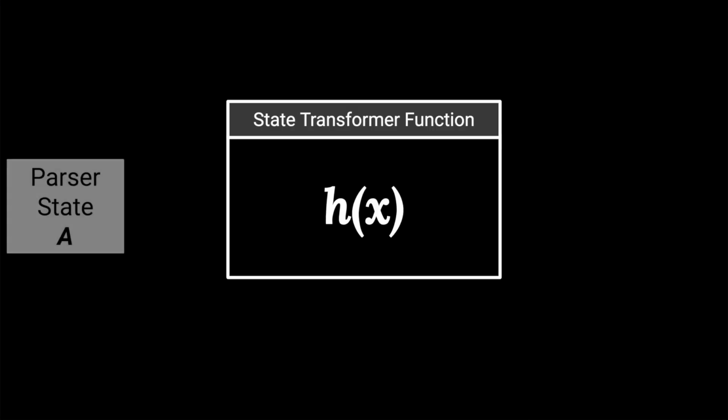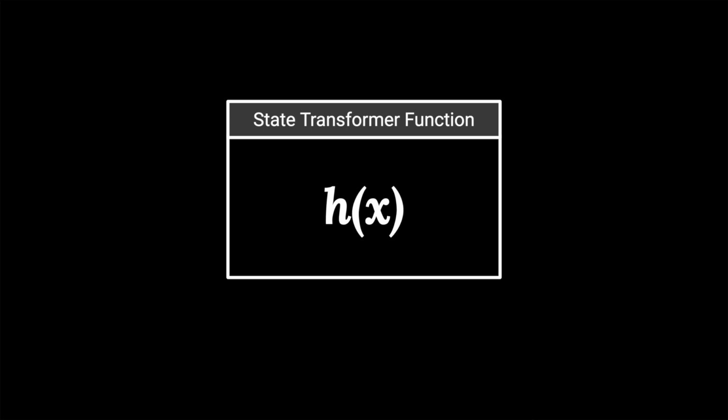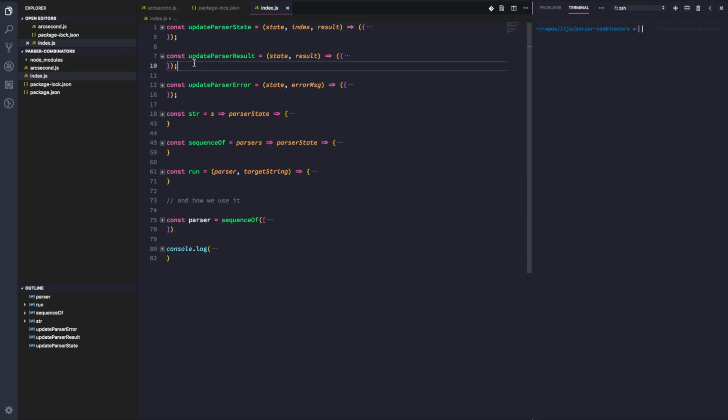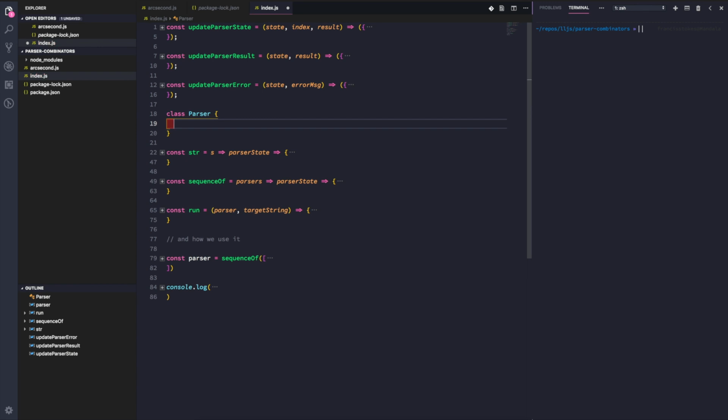Okay, so the core of what we've built so far revolves around these functions that take in a parser state and return a new parser state. That part isn't going to change at all. All we're going to do is place the function inside a class. So let's first create a class called Parser. I'm going to do that under these functions here. We of course don't need to extend anything. We're going to have a constructor.